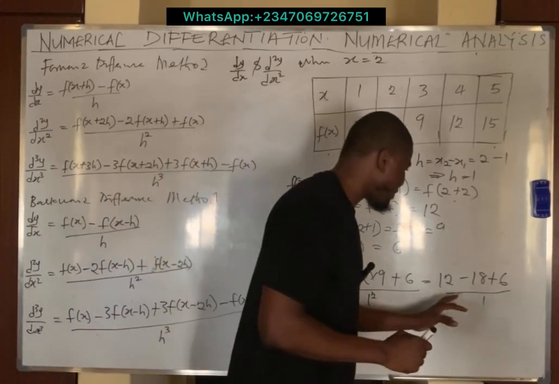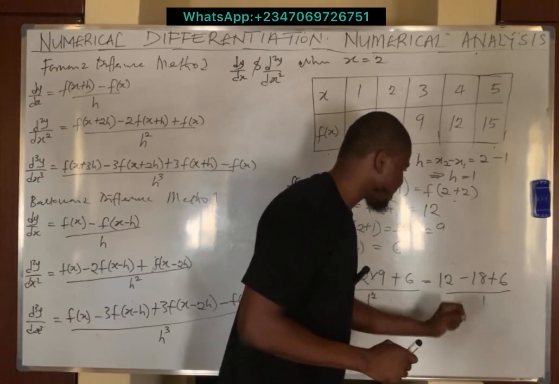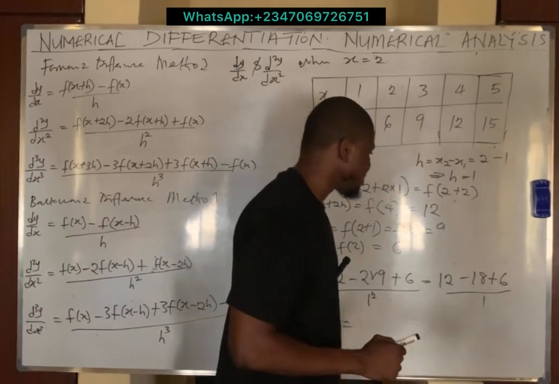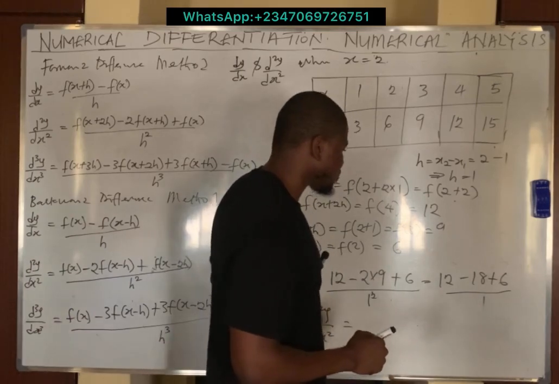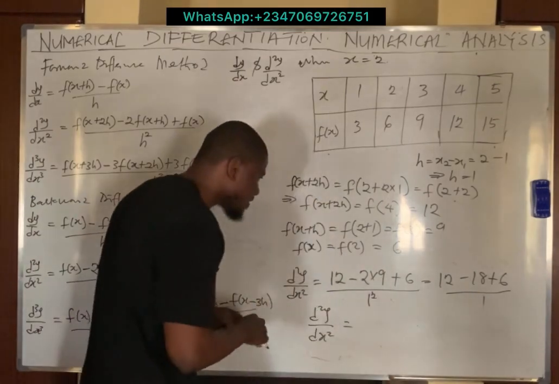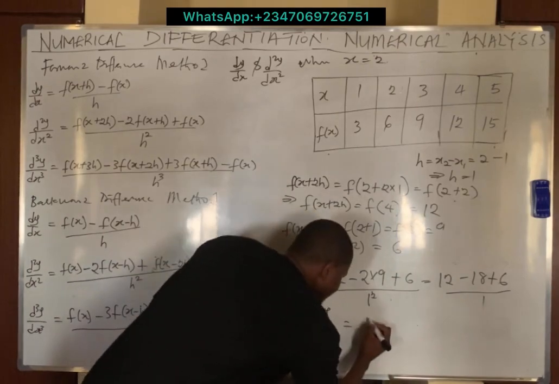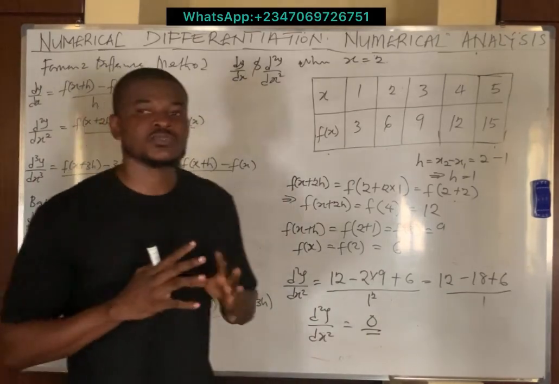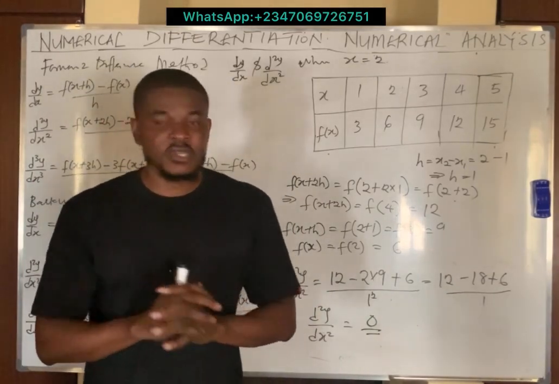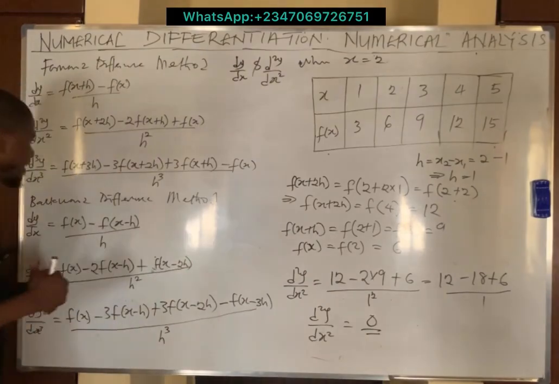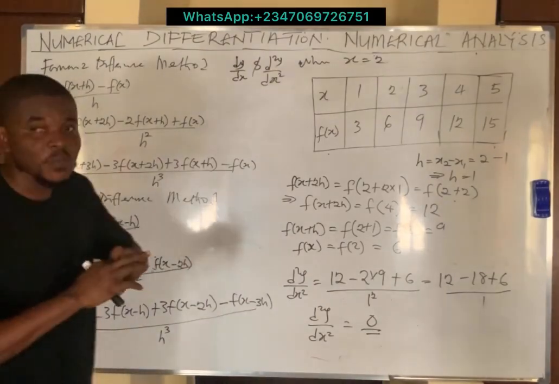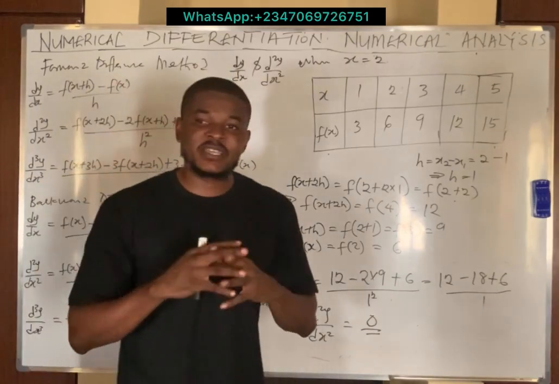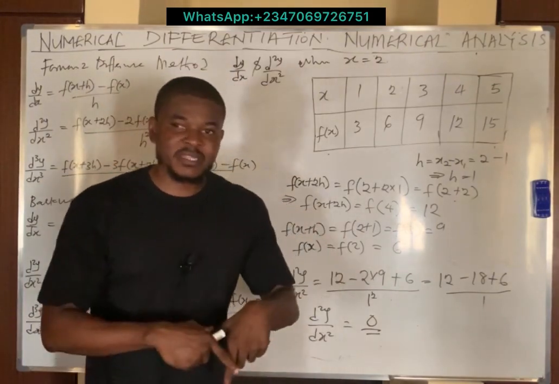So d squared y over dx squared is equal to 12 minus 18, that is minus 6, plus 6, and that is simply 0. So the answer to this question is 0. The second derivative approximation is simply 0. So d squared y over dx squared when x is equal to 2 is simply 0. You can still use the same approach to find the third derivative. So this is going to be like an assignment. You guys should try it and send the answer in the comment section.